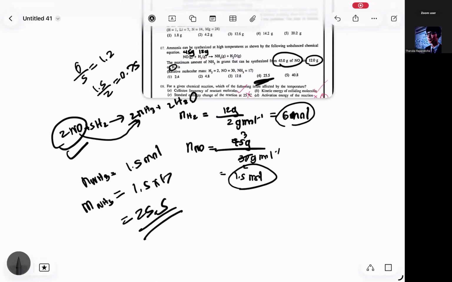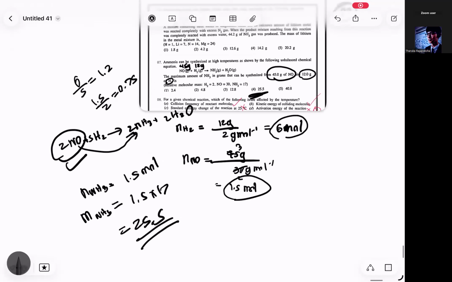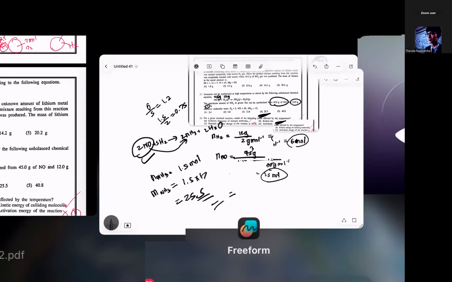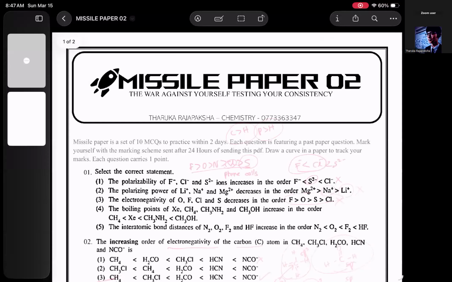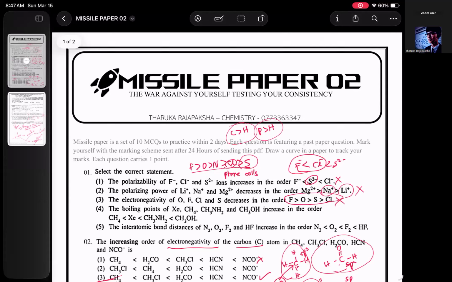So answer number 4. With that, the mock paper number 2 discussion is done. Hope you learned something new with these 10 questions. Our next one will start. I'll send the next PDF today so you can complete that too.